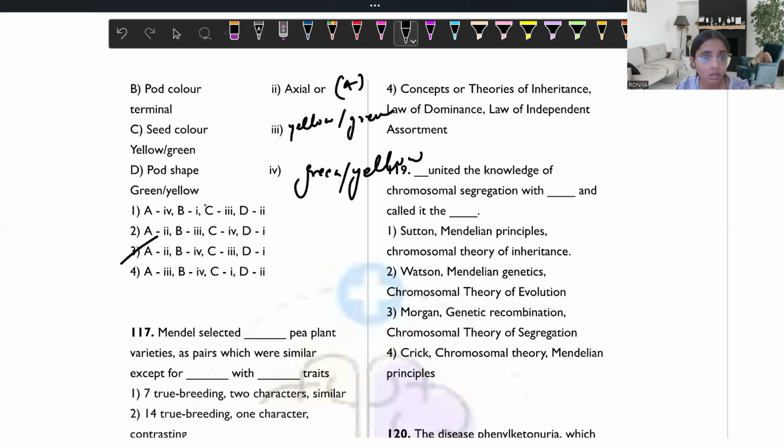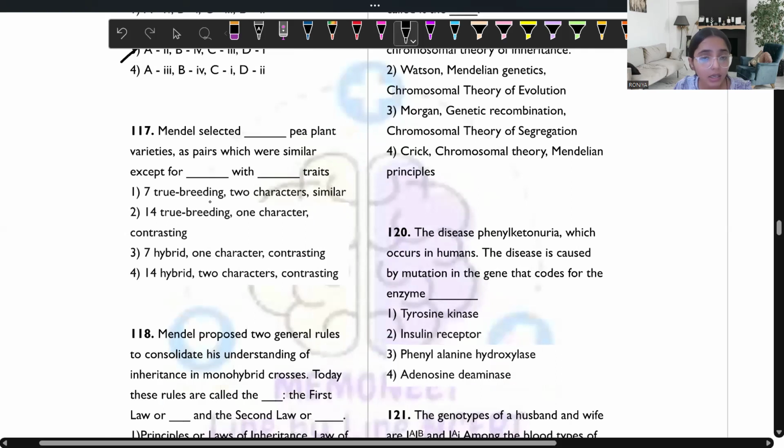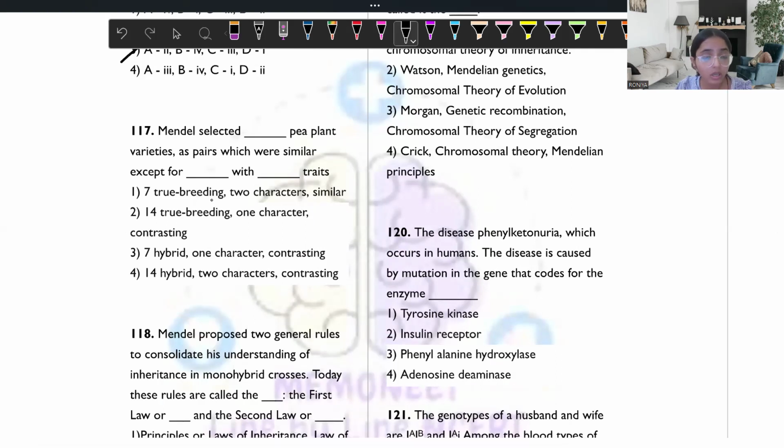Okay, moving on to 117. Mendel selected pea plant varieties as pairs which are similar except for dash, true breeding with dash traits. It is very simple. There are some true breeding plants which have some traits.